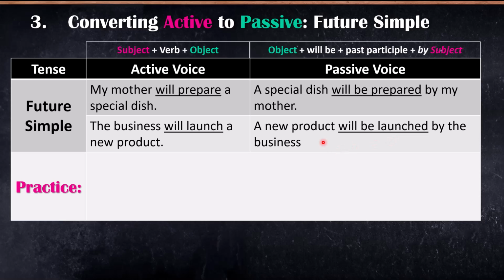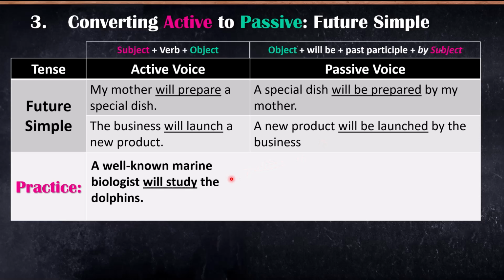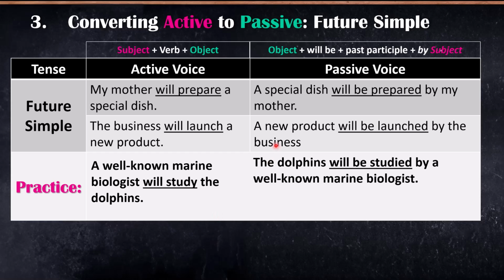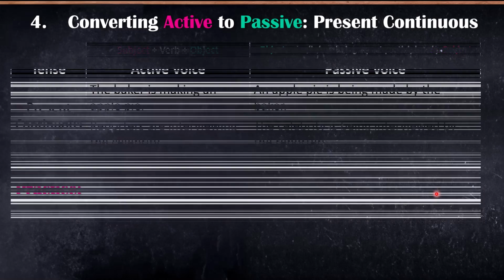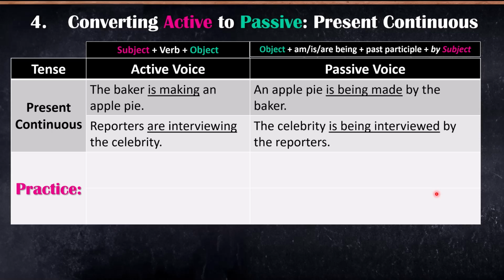Let's do one practice sentence. A well-known marine biologist will study the dolphins. Okay, once again, we begin with the object. The dolphins will be studied by a well-known marine biologist. Okay, now let's go on to the present continuous.